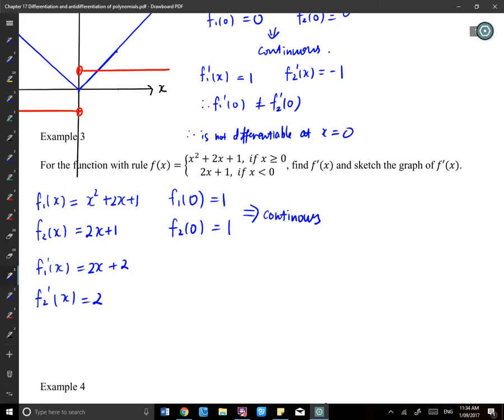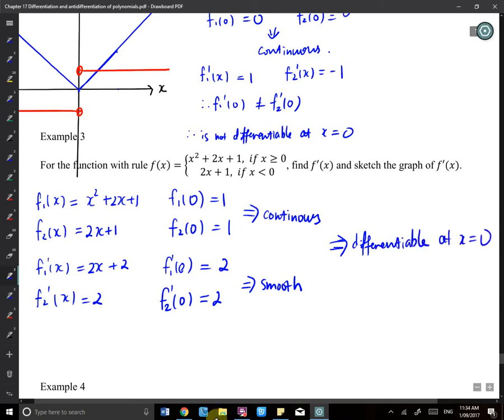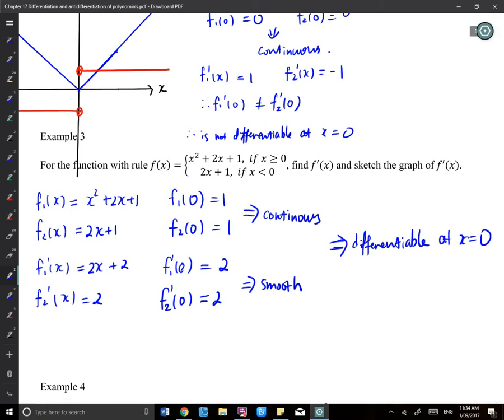for a discontinuous function. But if it's continuous, I will say f1'(0) equals 2, f2'(0) equals 2 as well. So it is smoothly connected. So overall, differentiable at x equals 0. So it's all good. Same y value, same gradient at the same point. Okay, differentiable at that point.